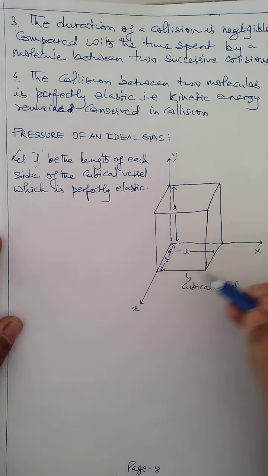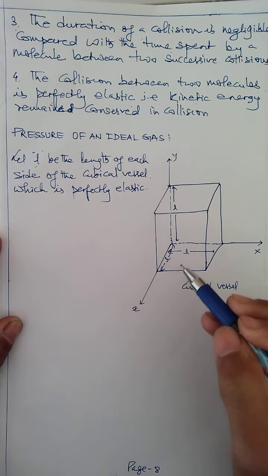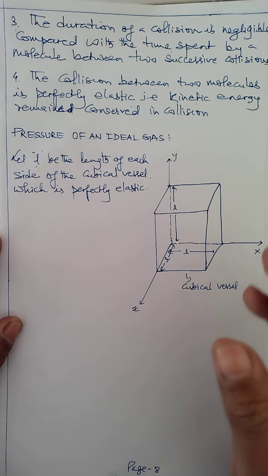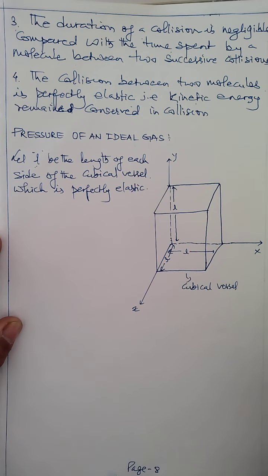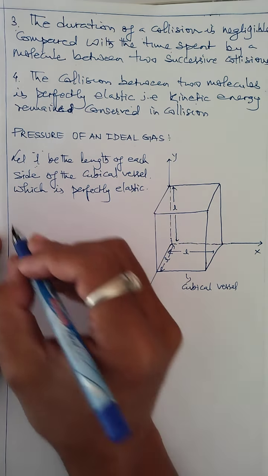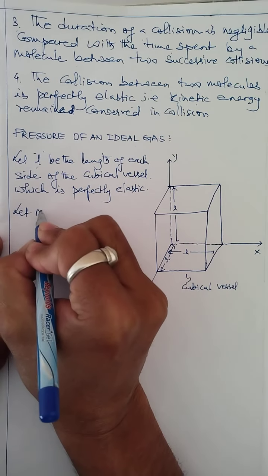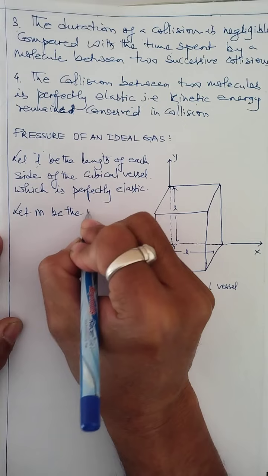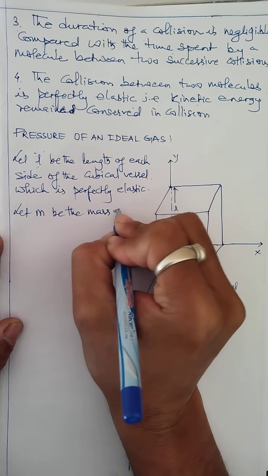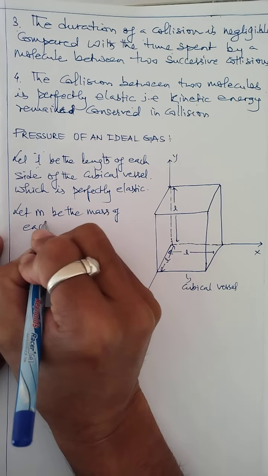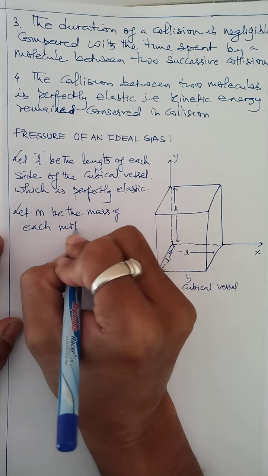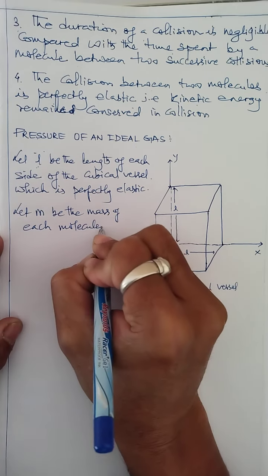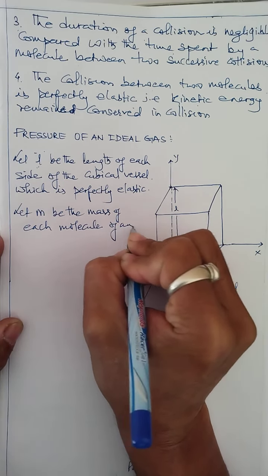Now there is a gas, an ideal gas, and this gas has molecules. There are so many molecules present in the ideal gas, but every molecule has a mass. So I write down, let small m be the mass of each molecule of an ideal gas.